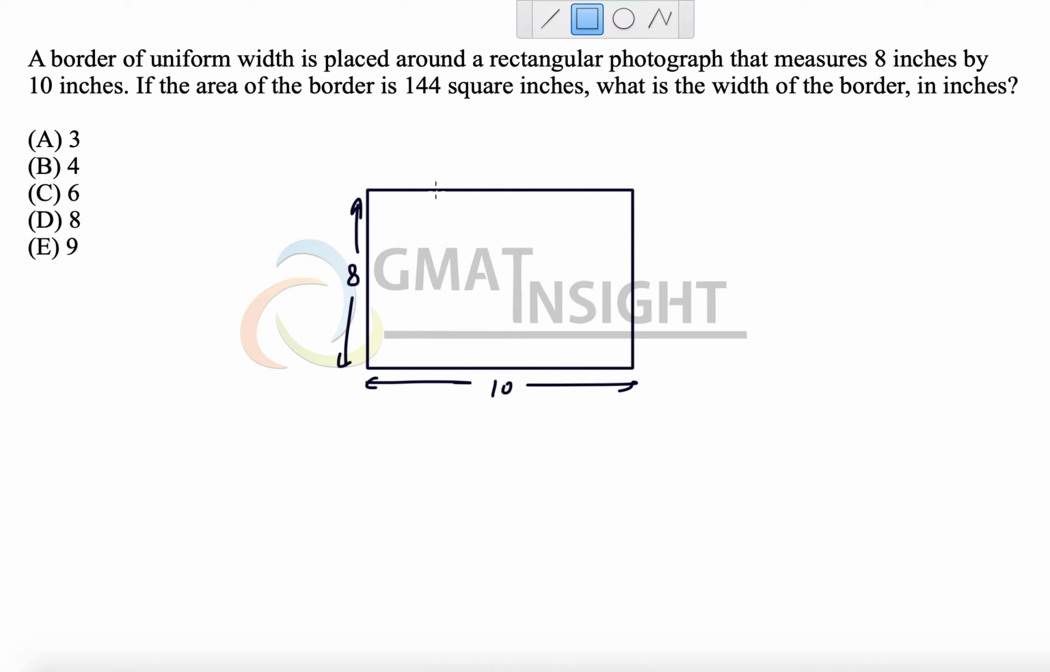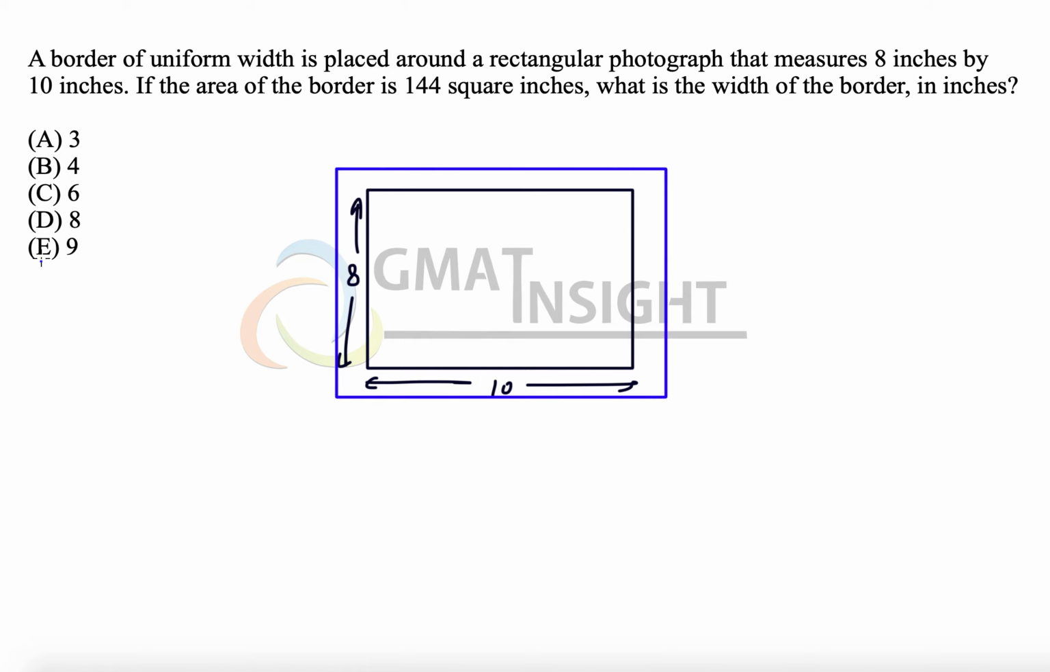So let's give it a different color and let's assume that this is the border of uniform width around this photo. If the area of the border is 144 square inches, so let me just make it slightly bigger border so that we can easily see it, the area of the border. Now, what is the area of the border?